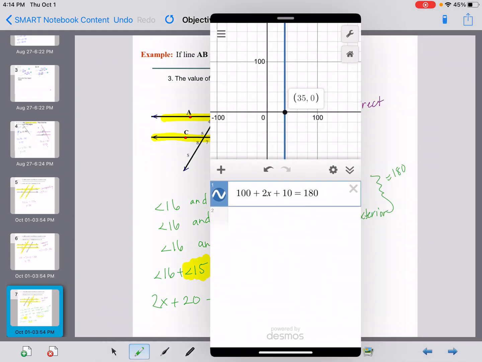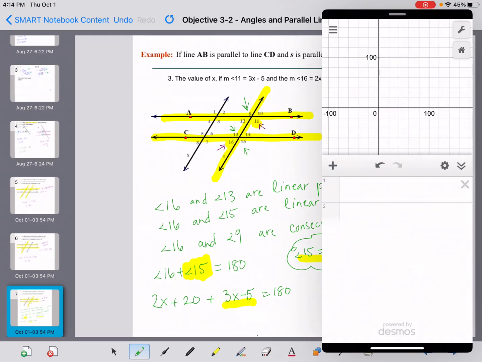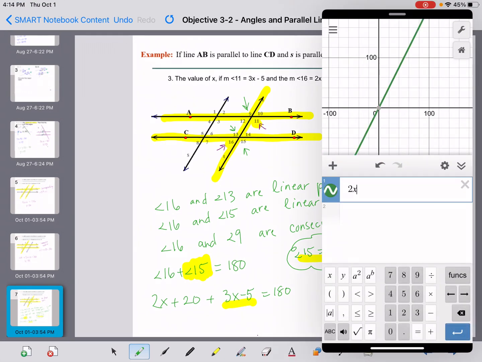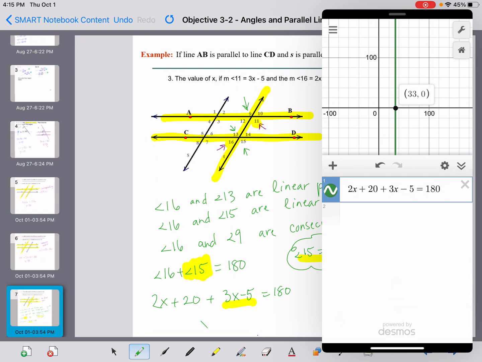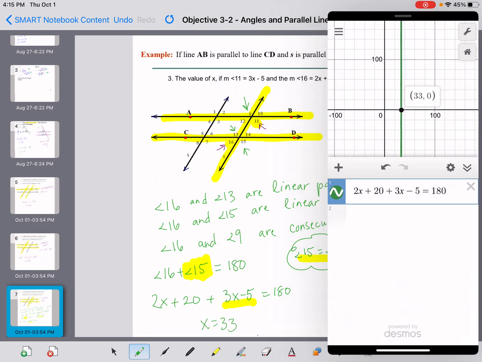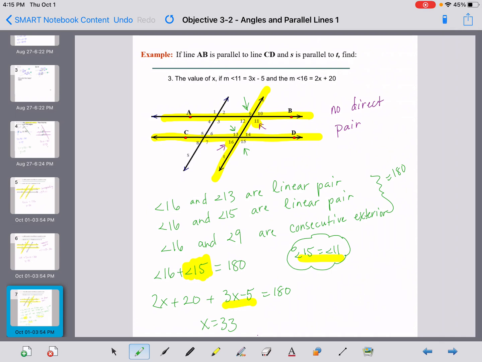And now, I feel like I did all the hard work in this problem. I feel like Desi's got the easy job this go round. That was a lot of thinking and a lot of matching up that I had to do to get what I needed in order to solve for x. I made all kinds of typing errors here, so let's double check. 2x plus 20 plus 3x minus 5 equals 180. X equals 33. So in some of the problems, you've got to make a couple of substitutions before you can find a relationship in order to answer the question that the problem's asking.